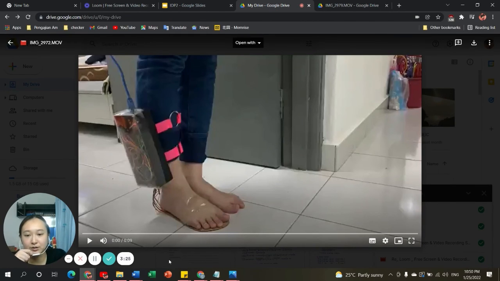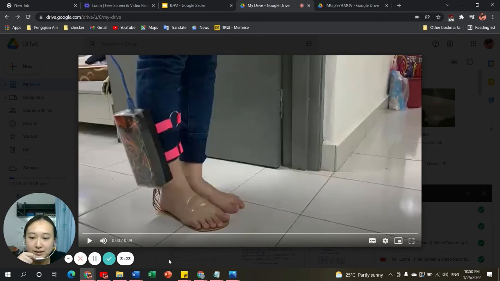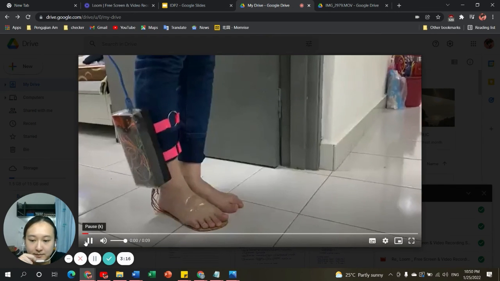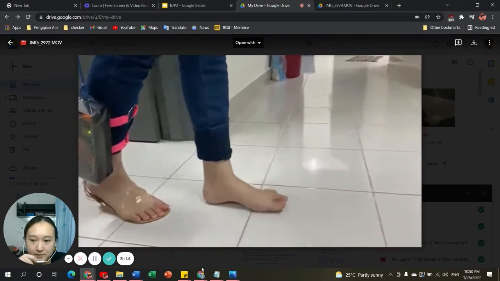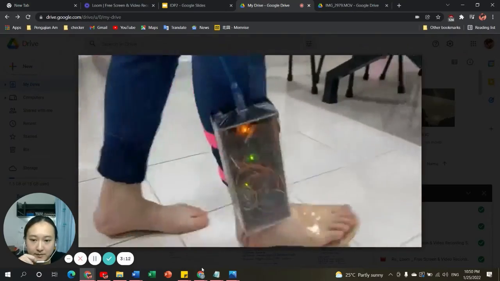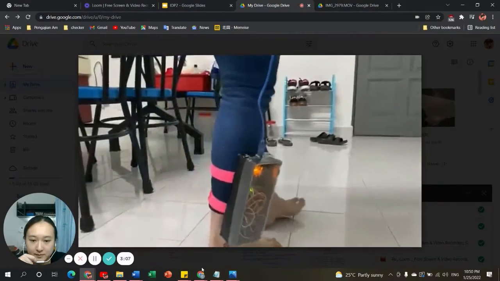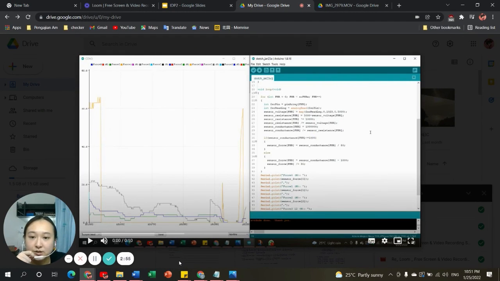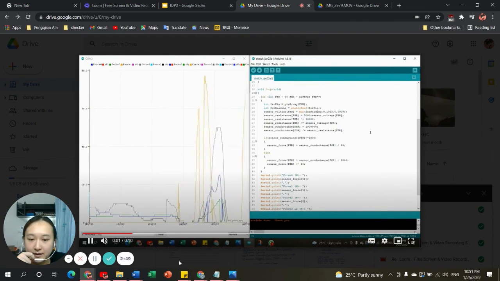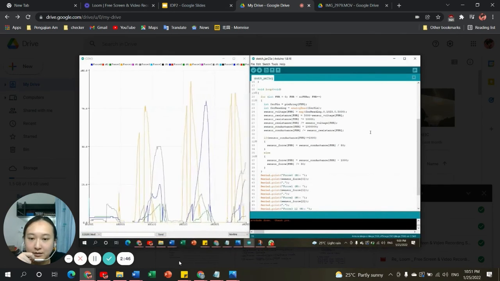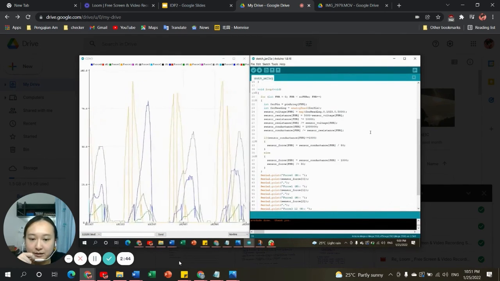Next, this is how we use our product. To show it clearly, we didn't use it in our shoes. Next, from the serial monitor, we can see how the force is distributed when we are walking. This is how the serial monitor looks when we are walking.